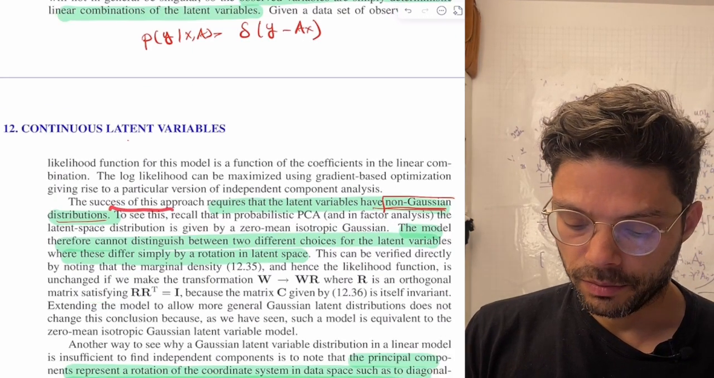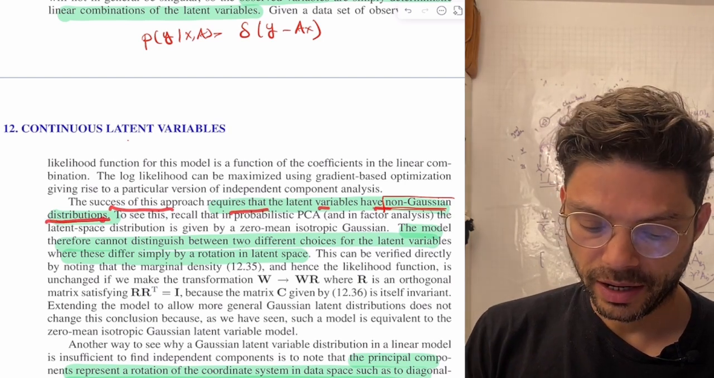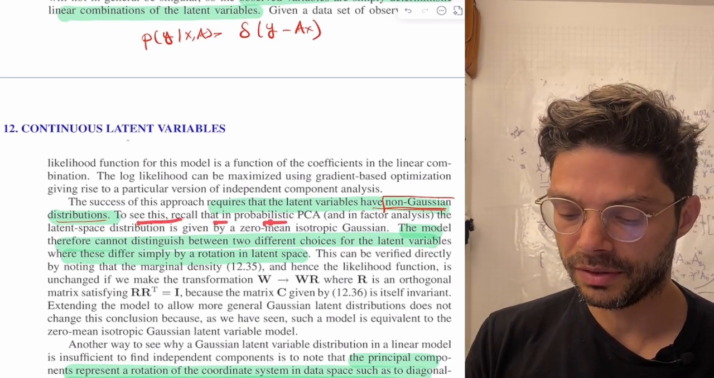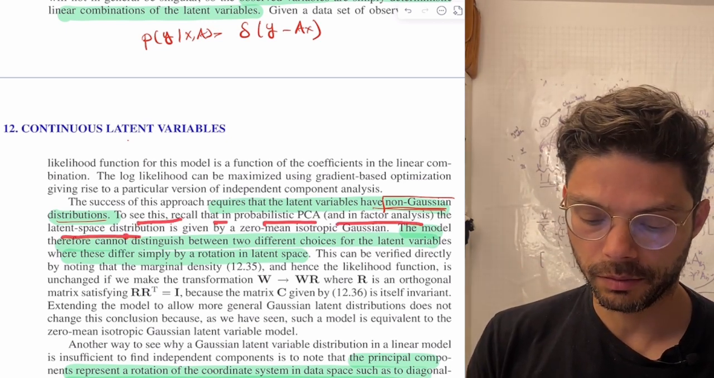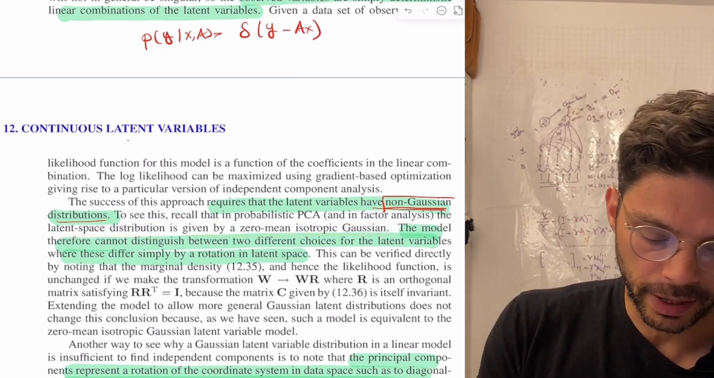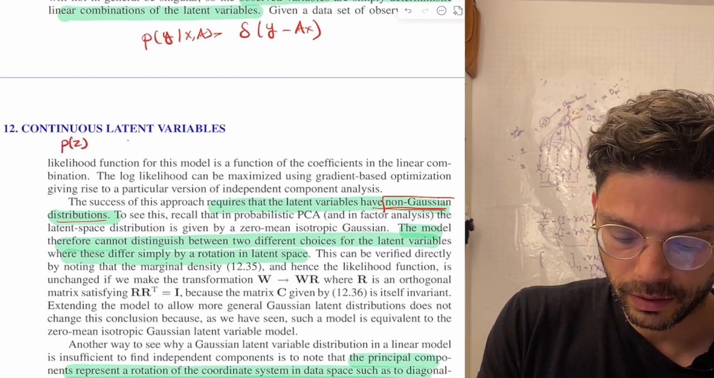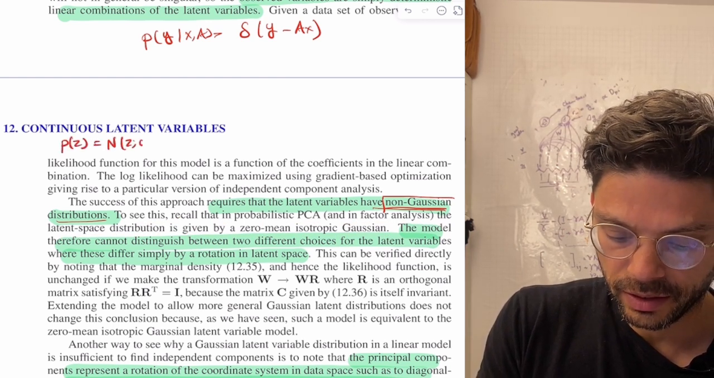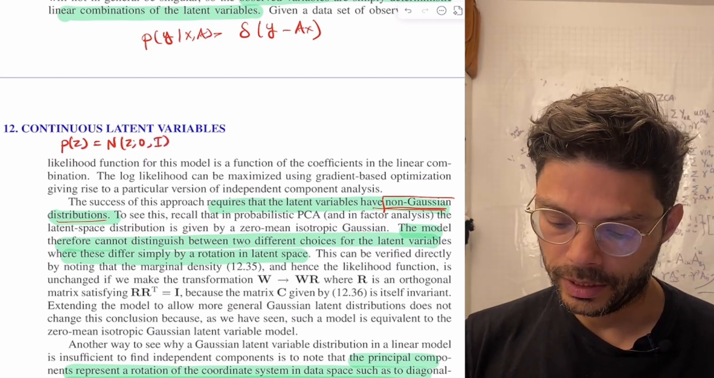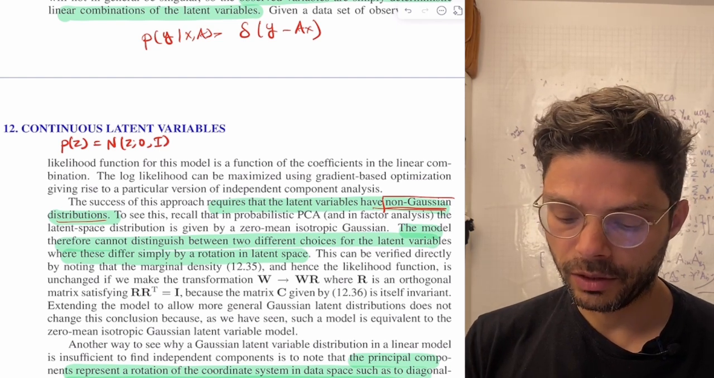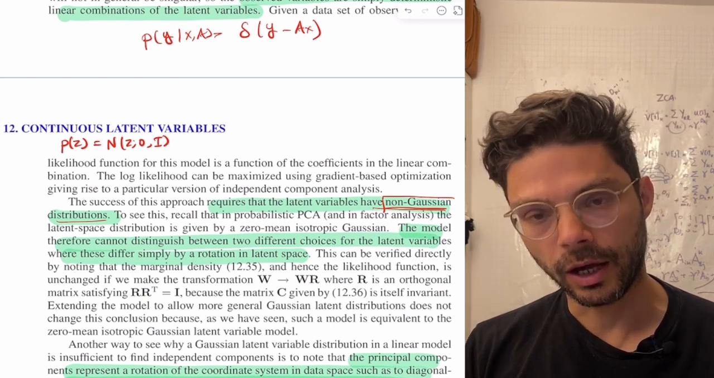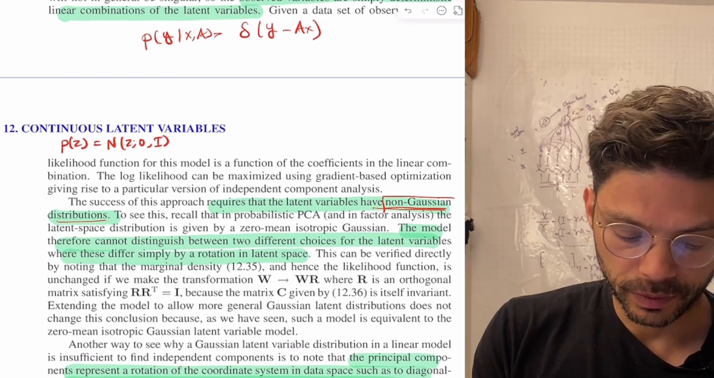It says the success of this approach requires the latent variables have non-Gaussian distributions. So let's see what goes wrong if they are Gaussian. To see this, recall that in probabilistic PCA and in factor analysis, the latent space distribution is given by a zero mean isotropic Gaussian, right? So remember what we had? We had p(z) equal to normal(z | 0, I). The model therefore cannot distinguish between two different choices for the latent variables where these differ simply by a rotation in latent space, right? So, let's see what he means by that.